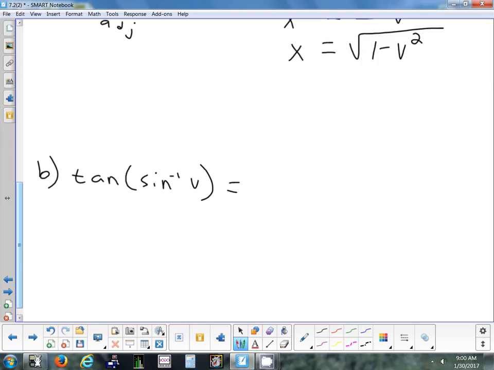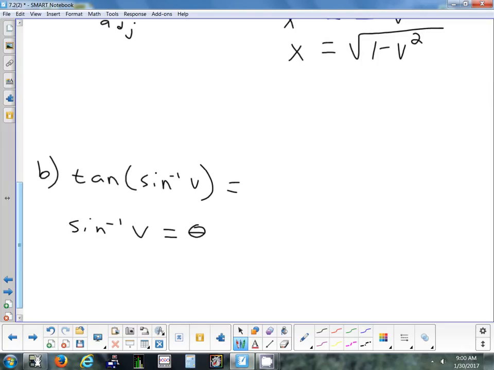What do I start with here? The outside function or the inside function? Yep, start with the inside function. And by the way, this doesn't have to be a v. It could be a q. It could be any letter, but I just used v. And anytime you do inverse trig, what kind of answer do you always get? You're always going to get an angle. So let's just put it equal to some angle.